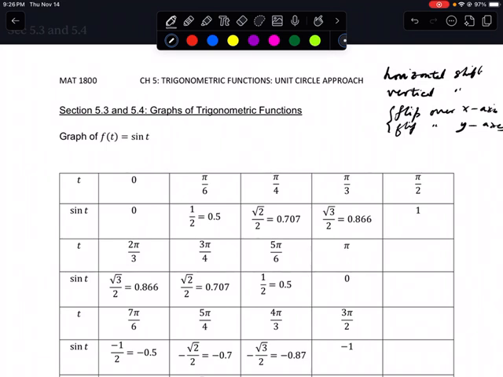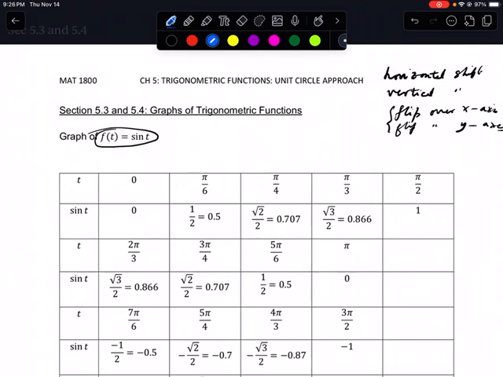Here we will look at a little bit more extra transformations, which are the stretch or compress. So basically horizontal stretch and compress, and also vertical stretch and compress. Okay, let's see. The first function we are going to look at is y is equal to sine of t, or f of t is equal to sine of t.